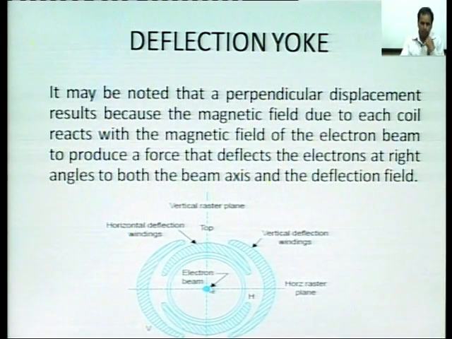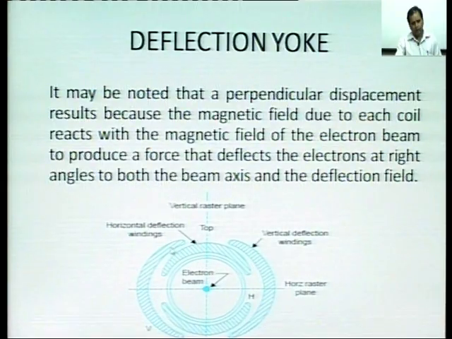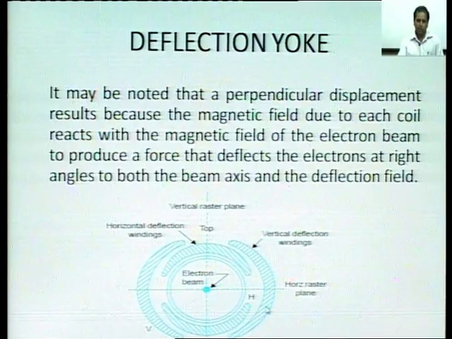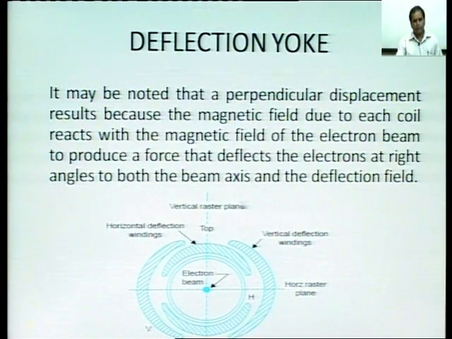Here we have the electron beam. Here we have the vertical raster plane and we have the horizontal deflection windings. Here we have the vertical deflection winding. This is the horizontal raster plane. This is the top of the screen, this is the bottom of the screen. And here we have the electron beam. This cross-sectional view of winding is of the vertical deflection winding. We have a pair of vertical deflection windings, one is this and second is this. Similarly, we have a pair of horizontal deflection windings. And this is the glass envelope.